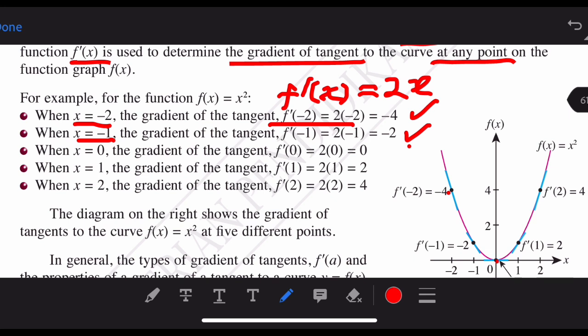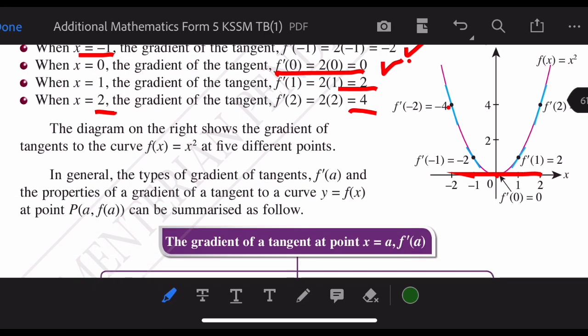When x = 0 here, you see the tangent is like this. If you substitute 0, 2 times 0 is 0, right? So the gradient of tangent is 0. It's logical, right? It's a flat horizontal line, so you don't have any gradient. When x = 1, the gradient is positive, going up, right? You see the blue line going up. And when x = 2, the gradient is 4. You see the line slanting to the right. Understand? So that means dy/dx is the gradient of the blue line, which is tangent to the curve at each point. The diagram on the right shows the gradient of tangent to the curve at 5 different points. Each different point has its own gradient, right?